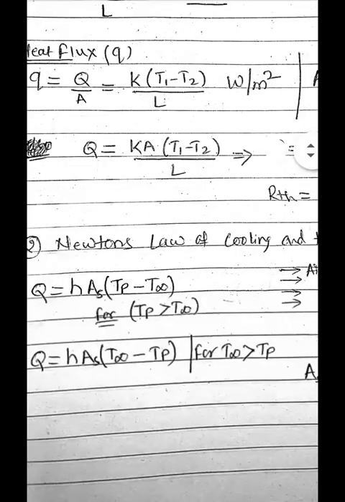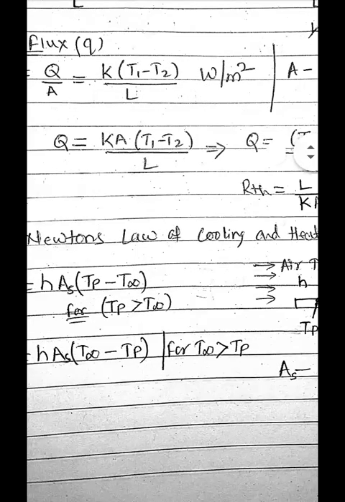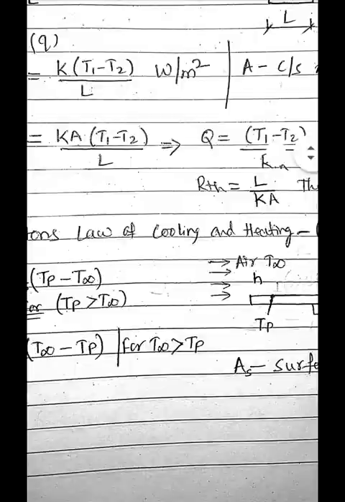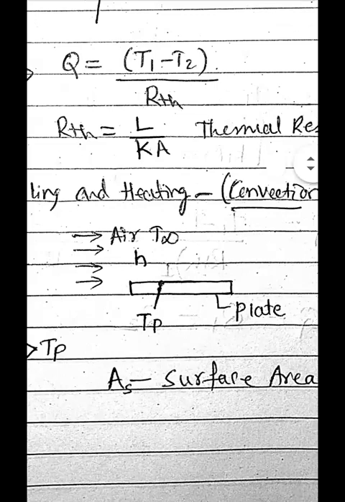So in the first case, what happens? In the first case, Tp is greater than T infinity. So here the temperature of the plate is higher than the temperature of the air. At that time, heat transfer will take place from the plate to the air, right? Whereas in the other case, if T infinity is greater than Tp, if the air temperature is higher than the plate temperature, at that time heat transfer will take place from the air to the plate.